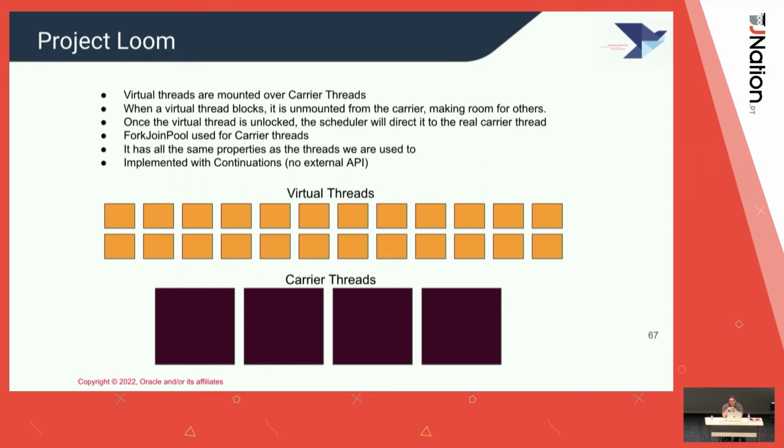Virtual threads are, API-wise, absolutely the same as real threads, but the virtual machine takes care of managing them. Virtual threads are mounted over carrier threads. If something is blocked in a virtual thread, the virtual machine understands it and, using a continuation API, which is not external, it unmounts it and puts something else to work, making room for the others. Once the JVM, or the scheduler, understands that the blocked virtual thread is not blocked anymore, it will mount it on a real thread and let it do its job. Fork join is used underneath, and once again, for us as developers, these threads are absolutely the same API-wise.